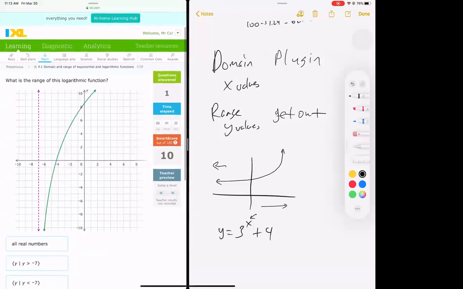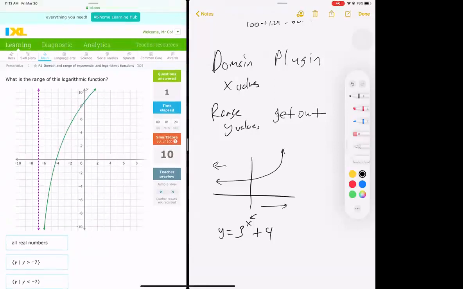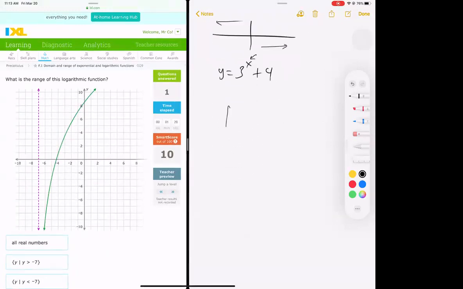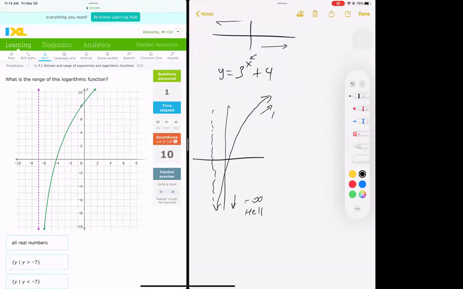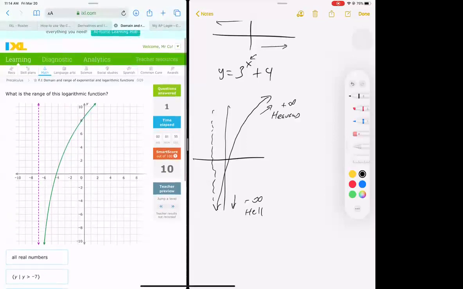Looking at this value here, what is the range? The range is your y values. Now looking at the graph, and the graph looks like this. Does it look like I'm gonna skip any y values as this goes to negative infinity? This goes up to the heavens. Again, it doesn't look like it's gonna stop there. We're not skipping any values. So again, this is all real numbers.